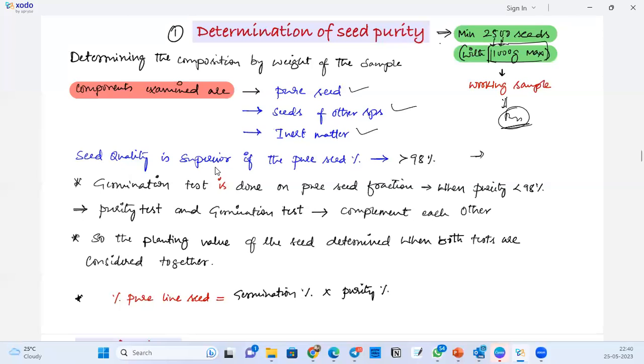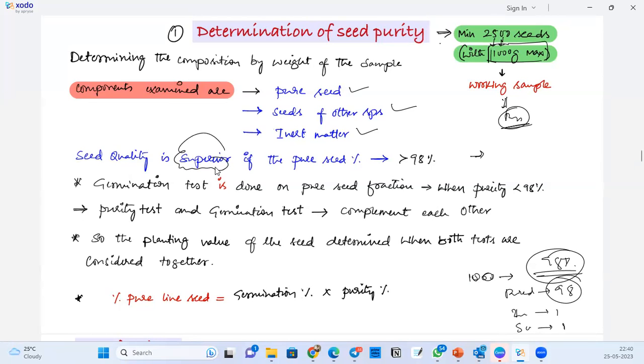For example, if there are a total of 100 seeds, out of which the pure seed number is 98, the inert matter number is 1, and seeds of other crops is 1. In this case, what is the purity percentage? It is 98. And the quality of a seed is considered superior if the pure seed percentage is more than 98%.